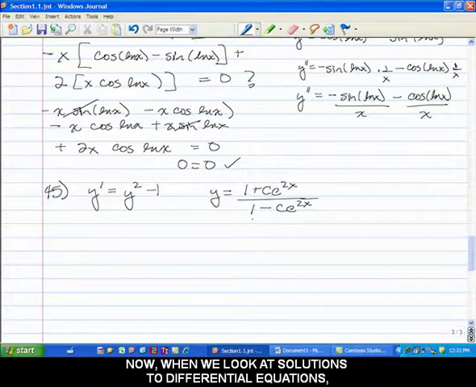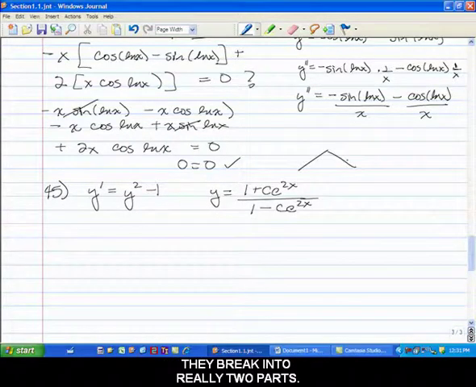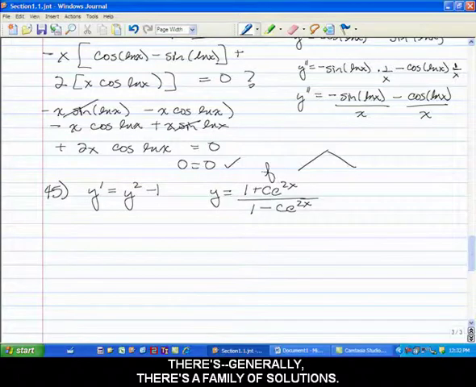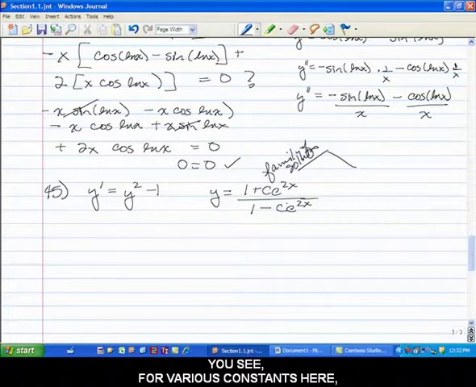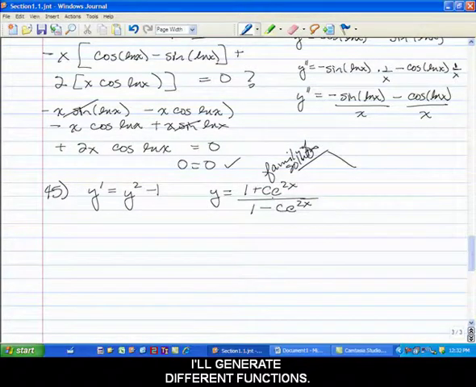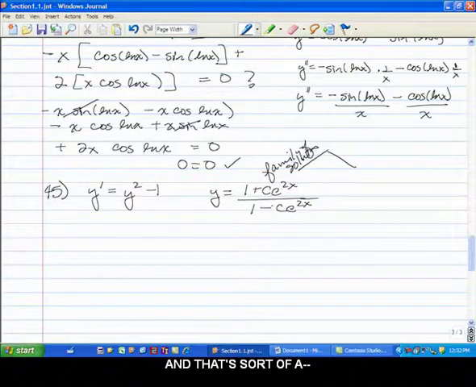Now, when we look at solutions to differential equations, they break into really two parts. Generally there's a family of solutions. You see, for various constants here, I'll generate different functions, and that creates a family of solutions. So when c equals 1, there's a solution. When c equals 2, there's a solution, and so on.